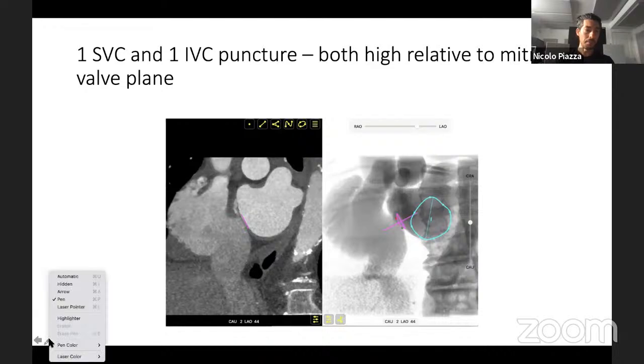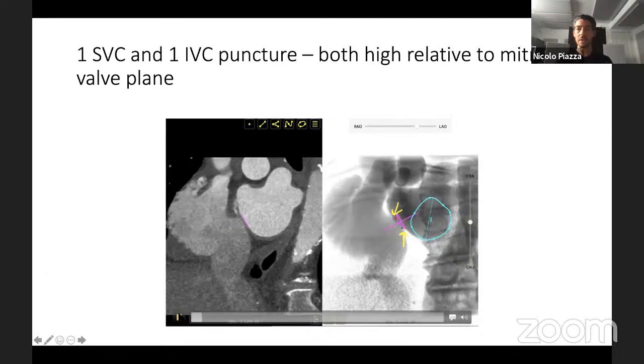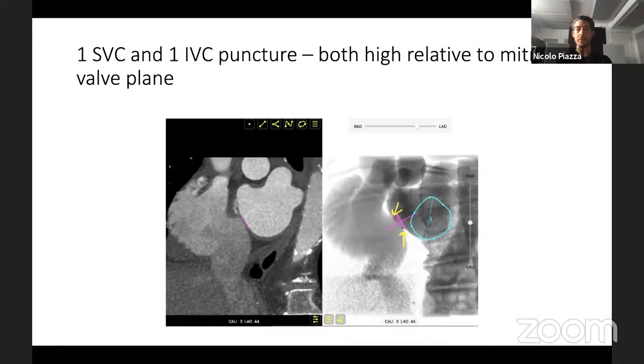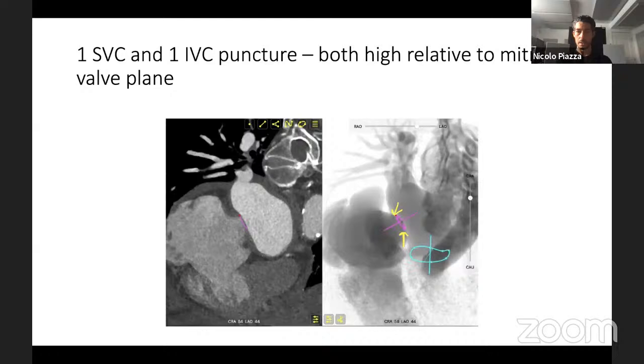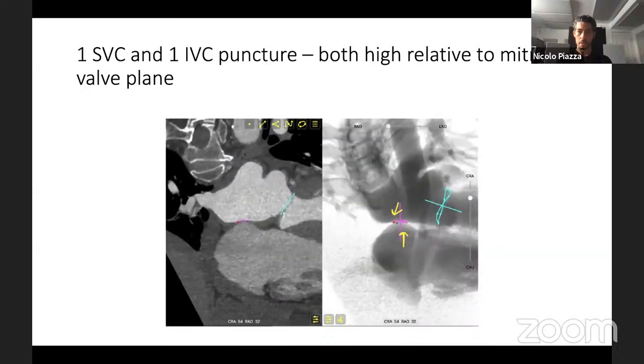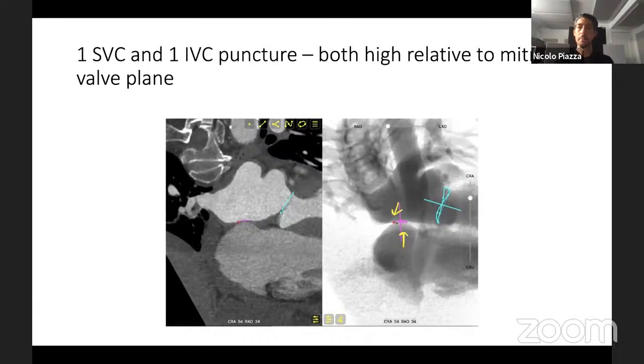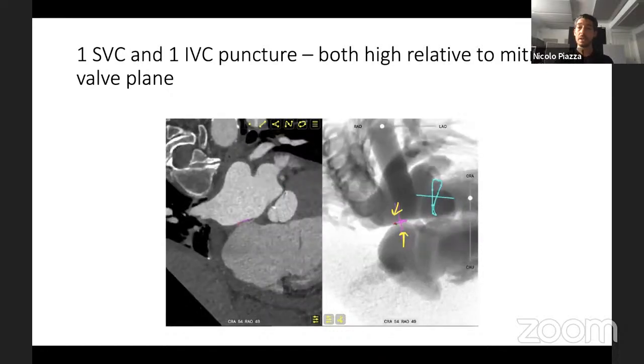Okay, this is another example where now you have a red dot here, a superior puncture, and a green dot here, which is inferior. Now look what happens if we play these videos relative to the mitral valve. One is superior, one is inferior. Okay, but now they are both superior, very high punctures relative to the mitral valve. Okay, so we did the flip side of the story.